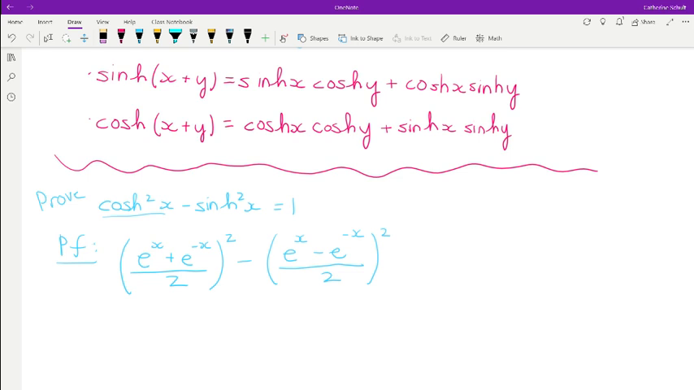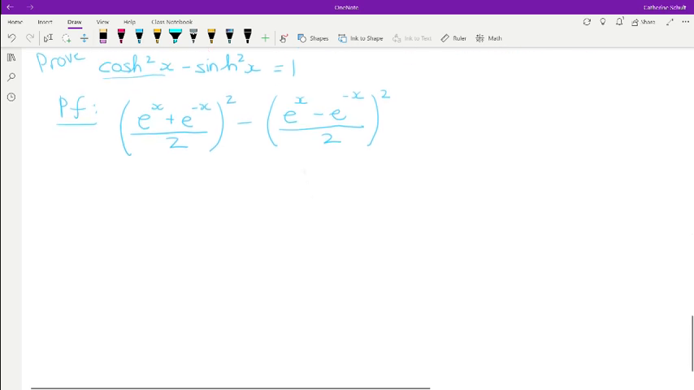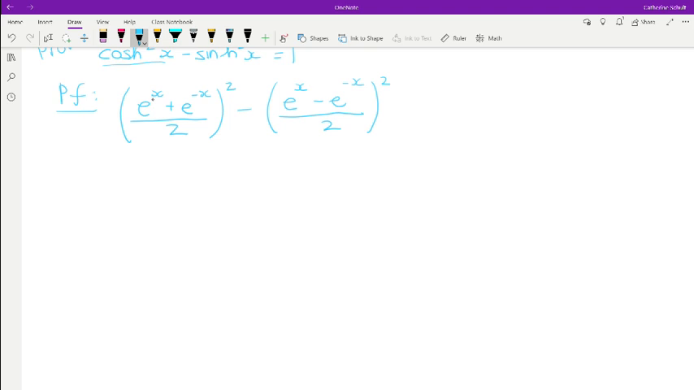Okay, so let's square these out. A binomial squared is a squared plus 2ab plus b squared. So we're just going to go for that. So e to the x squared plus 2ab.